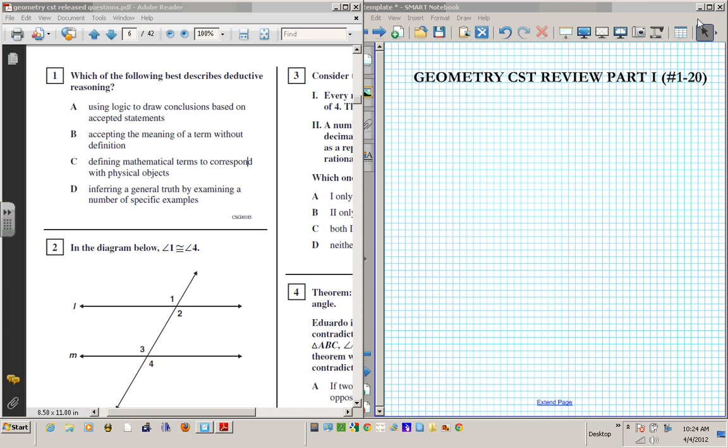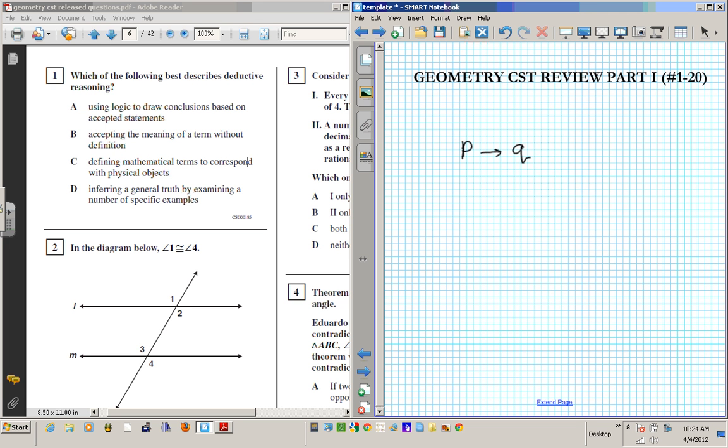All right, so with that in mind, let's go over some of these questions. I'm starting from number 1. It says, which of the following best describes deductive reasoning? So basically the whole idea of deductive reasoning is P implies Q. Okay, P implies Q. What on earth does this mean? It means that this is like a statement with two parts.